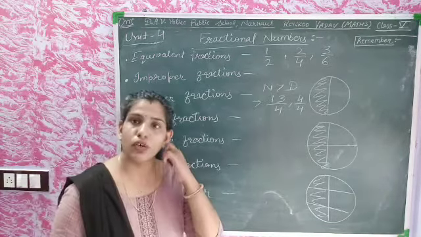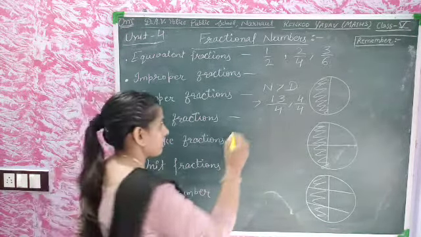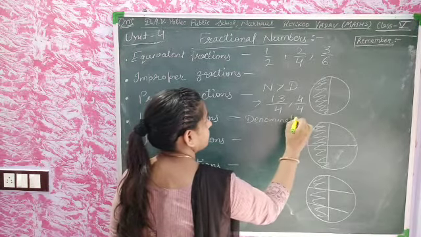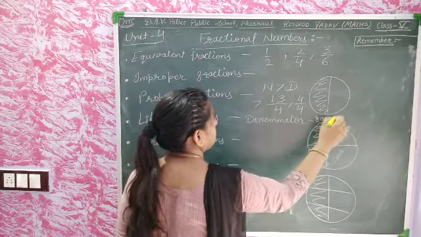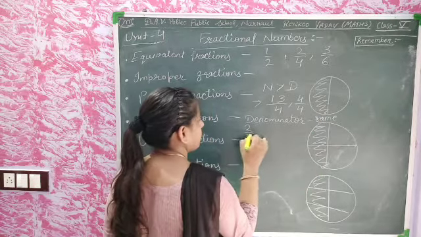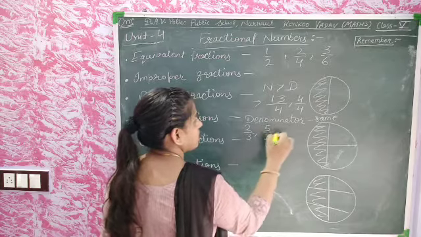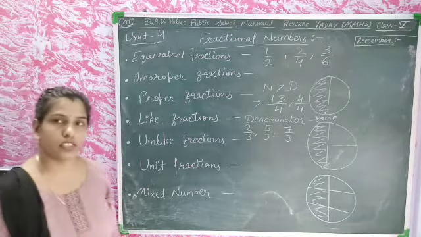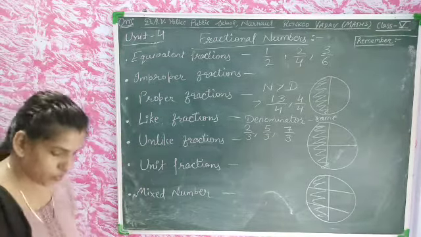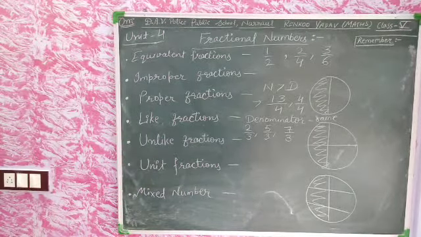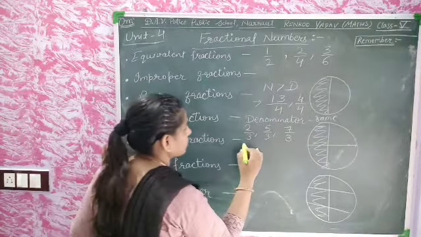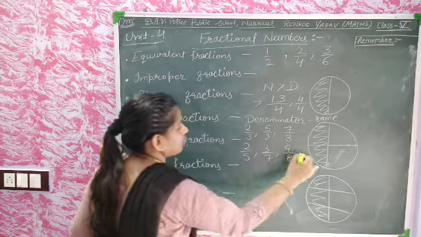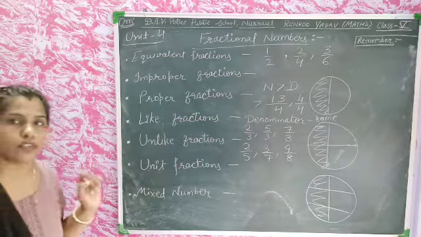Like fractions means fractions whose denominator is the same. For example, 2 by 3, 5 by 3, 7 by 3. These are like fractions. Is this clear, students? Unlike fractions are those whose denominators are not equal, for example 2 by 5, 3 by 7, 9 by 8. These are unlike fractions.